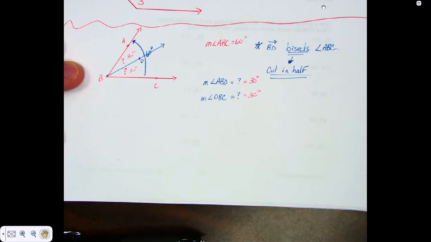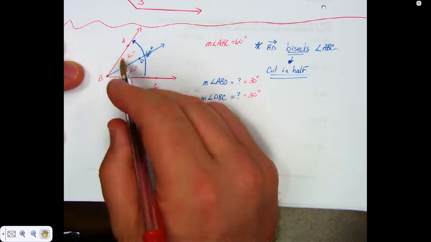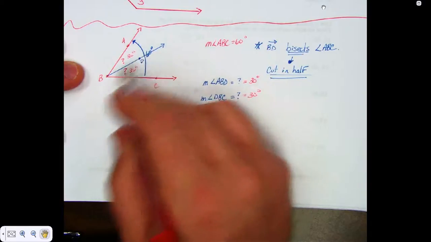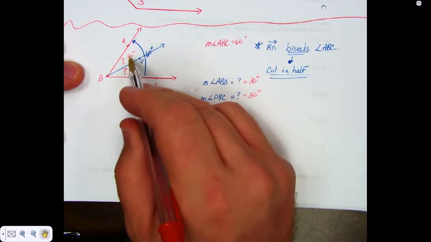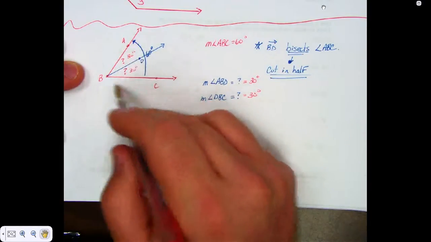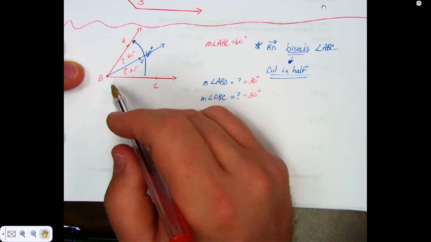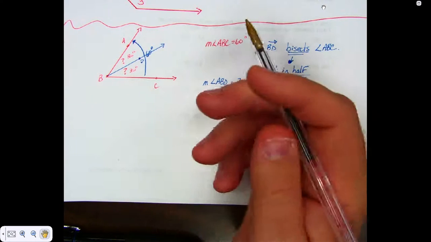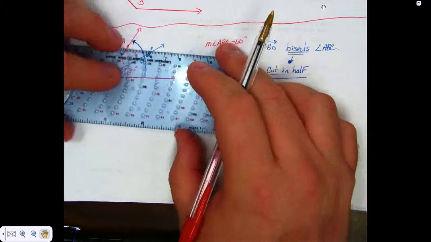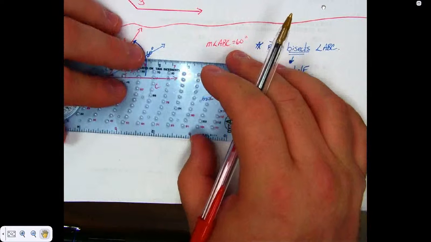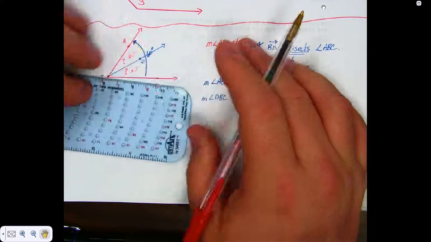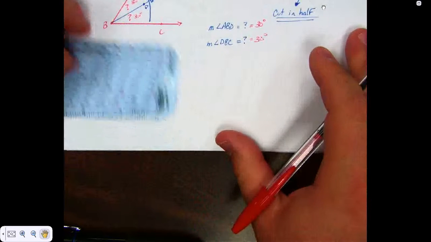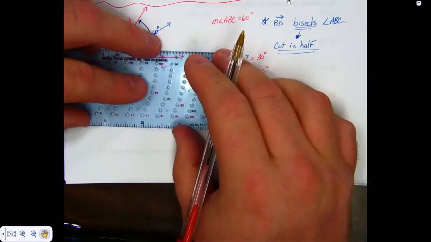I want you to also notice this. When I have a big angle and an angle in between it, what do these two angles add to? The two smaller parts add up to the what? The whole thing. The bigger part. The whole thing. So with that in mind, I'm going to draw two more angles.